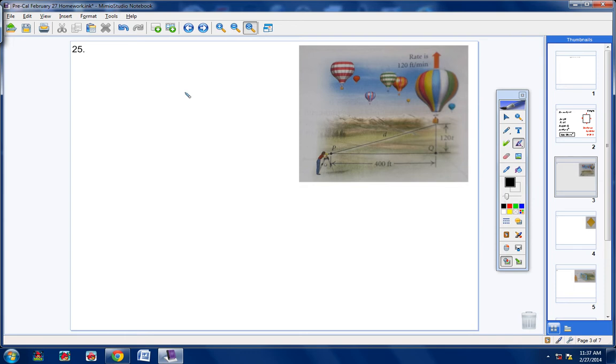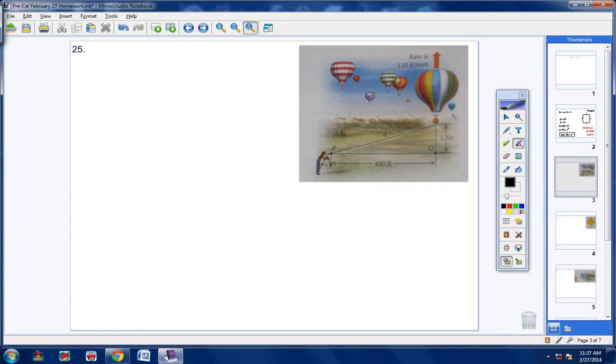Alright, number 25 is a little more difficult. 25 reads as follows. A hot air balloon rises and it's going up at a rate of 120 feet per minute. The balloon is tracked from a rangefinder on the ground at point P, which is 400 feet from the release point. And D is the distance from the balloon to the rangefinder.